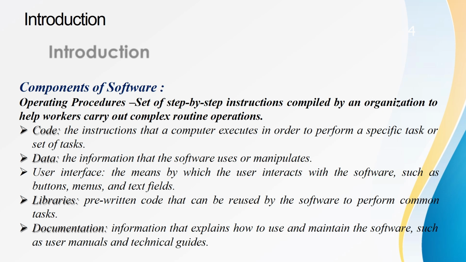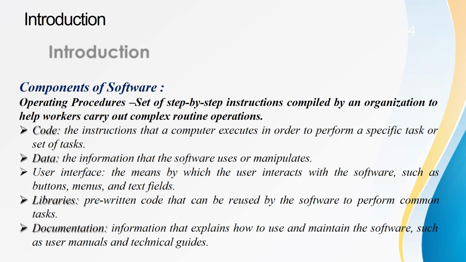The next is libraries. What do you mean by a library? It's pre-written code that can be reused by the software. So various library functions we can use. The next is documentation, which specifies the user manual and guidelines on how we can use the software and how we can maintain the software for our specific routine tasks. So these are the operating procedures in the software.